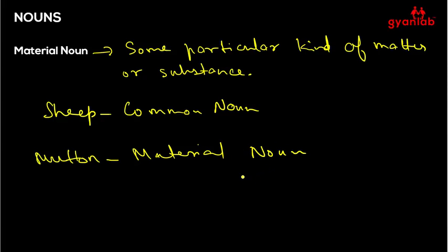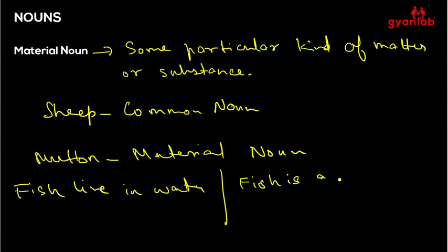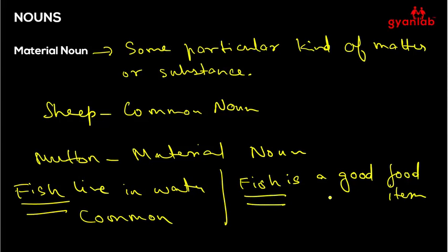So it's basically some particular kind of matter or substance. Mutton is basically the flesh of sheep, and it's a material noun, right? So the same word can sometimes be used as a material noun or a common noun. If you say a sentence like, fish live in water, or we have another sentence where we say fish is a good food item, right? In the first case, fish is a common noun, but here fish that is being denoted as a food item is basically a material noun. So you can use this to differentiate whether the same word is used as a common noun or a material noun.